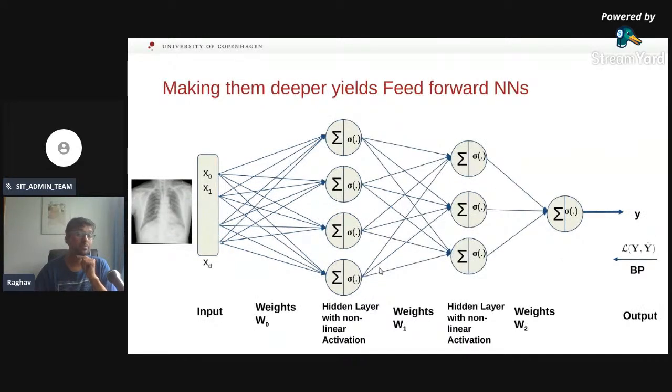You can make them deeper, so instead of having only one hidden layer, you can have multiple hidden layers, and then it gets deeper. These are called feed forward neural networks, which are very commonly used. They're also called multi-layered perceptrons. These are my favorite neural networks, because they're very simple and really flexible. So that's the neural network.